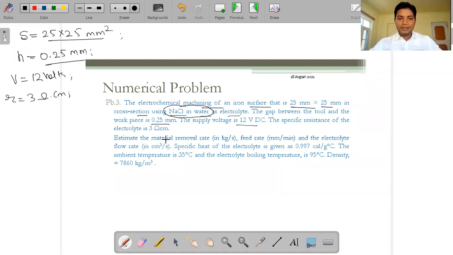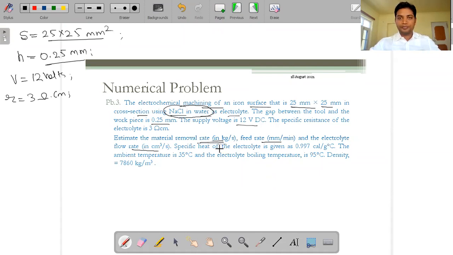Okay, guys. Next, we estimate first the material removal rate, the MRR, which we have to calculate. Next is the feed rate. Next to that is the electrolyte flow rate, which we also have to calculate. On behalf of that, what is given to you?